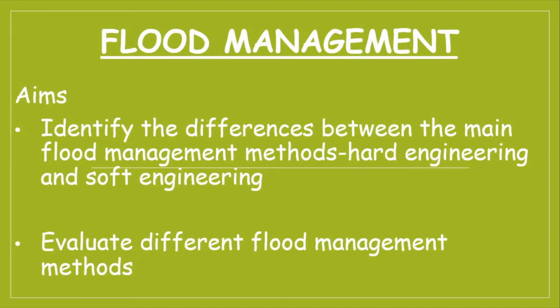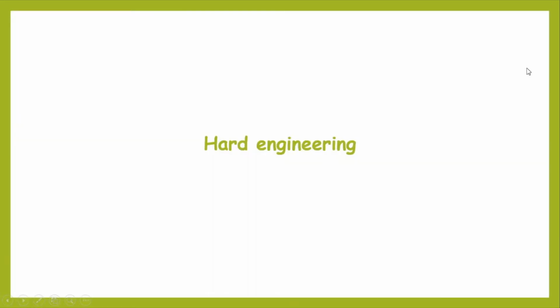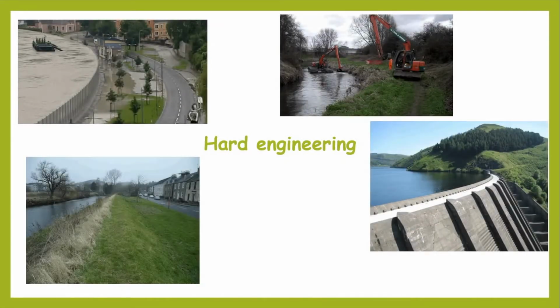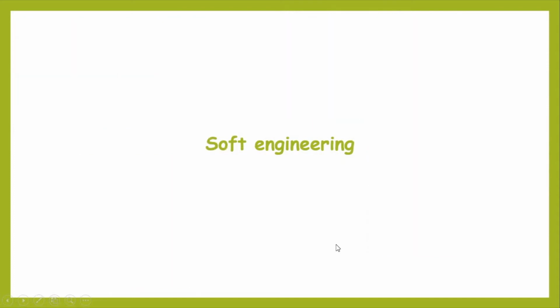Okay, so we're going to go straight into looking at the first method of flood management, hard engineering. Just from looking at these images, what do they all have in common? Okay, this is a flood wall. This is what we call an embankment. These diggers are digging out the river channel, and this is a massive dam. What do all these have in common compared with soft engineering strategies?